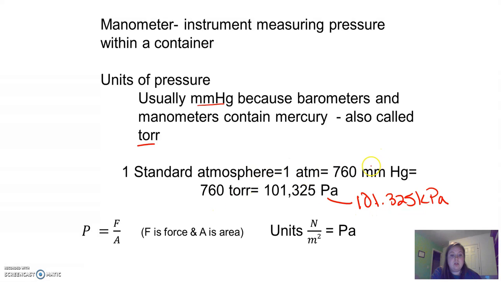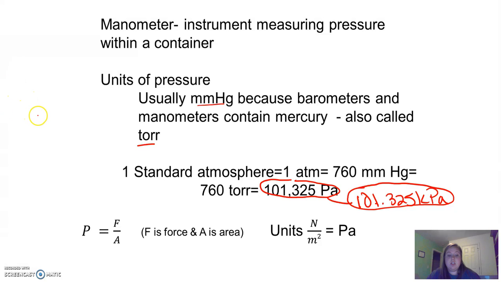Now, many of these pressure units are on your reference sheet. In fact, atmospheres, millimeters of mercury, and torr are on your reference sheet, but kPa and pascals are not. So these two are things that you are going to need to memorize for your test and for the AP exam. But the other ones, atmospheres, millimeters of mercury, and torr, are given to you on your reference sheet. And so you will need to know how to convert between those units.